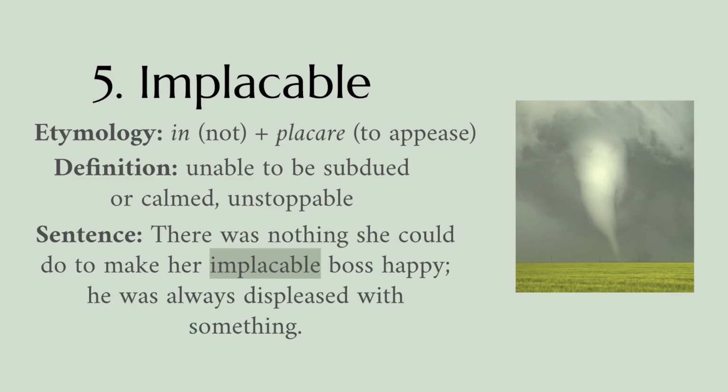And the sentence is, there was nothing she could do to make her implacable boss happy. He was always displeased with something. So this boss is not pleased by anything, he's unable to be subdued, and the etymology basically just gives the definition here.